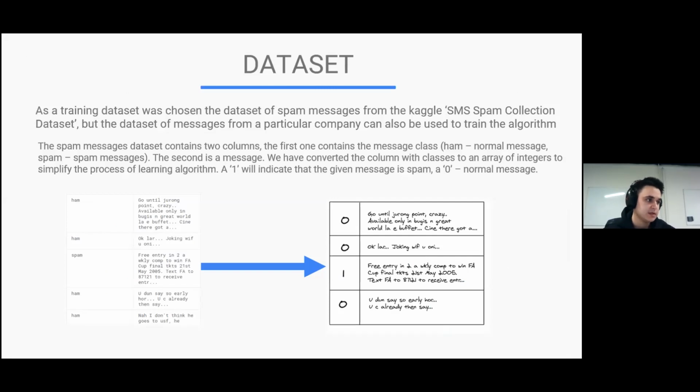The data set for testing our project was taken from Kaggle. The name of the data set is SMS Spam Collection data set. On the slide, you can see the structure of the database. It has two columns. The first one defines the class of the message, and the second one contains the actual message. We have converted the spam/ham class representation to 0 and 1, where 1 is spam and 0 is ham.